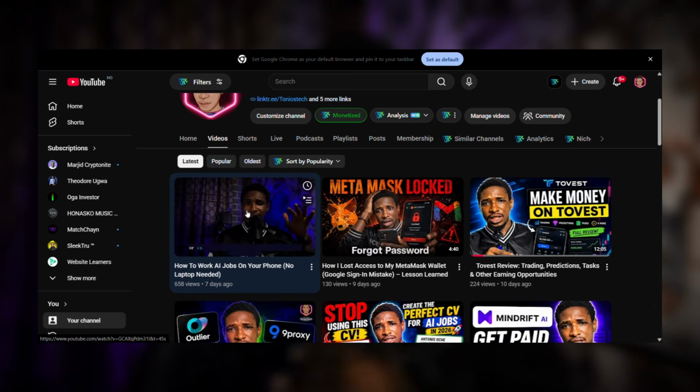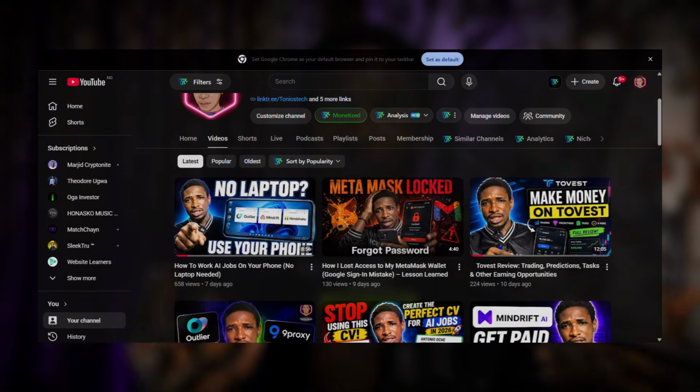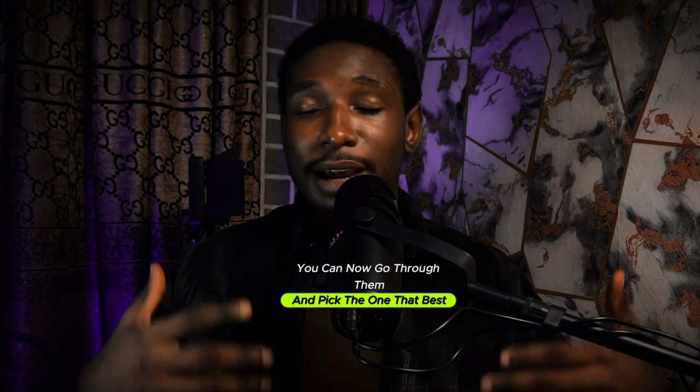And that is basically that about that. So these are basically the three methods that people are currently using to safely access these platforms. You can now go through them and pick the one that best suits you.